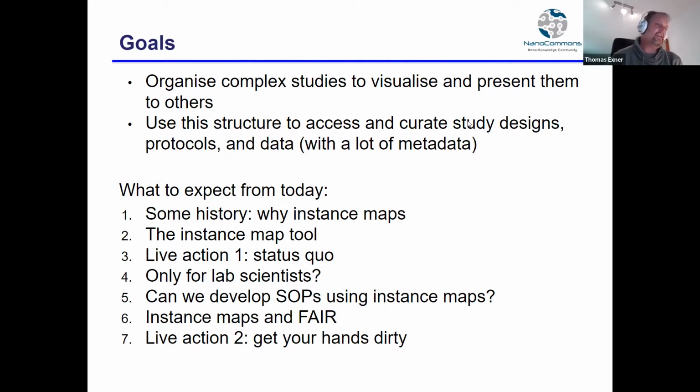The second thing is then really going into the area of: can we use that also for data management? Is there a way that the structure we build is then also guiding a little bit the documentation of the study design, of the protocols, of SOPs, and so on.